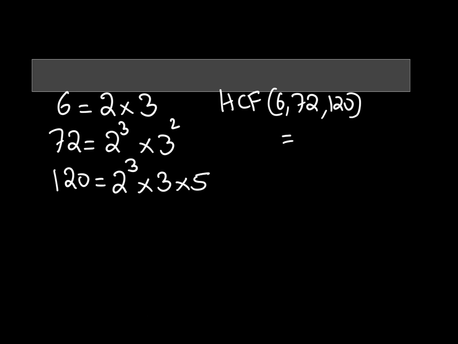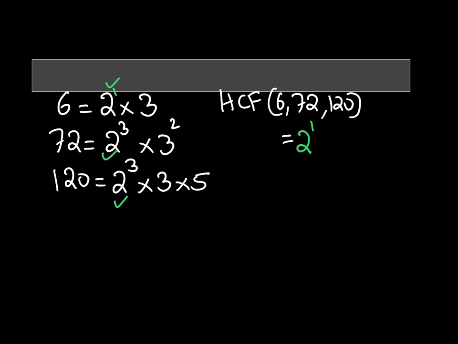Remember the method of finding the HCF? Look for the common prime factors in all the three numbers. Now 2 is common to all. Pick up the smallest power of the common factor. So in this case, it is 2 to the power 1. Let us write it down.